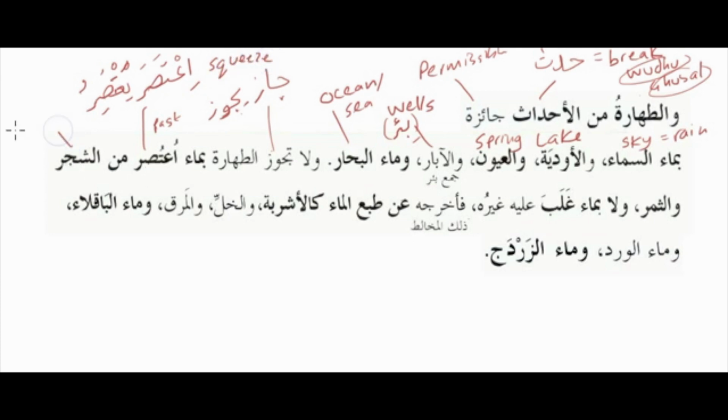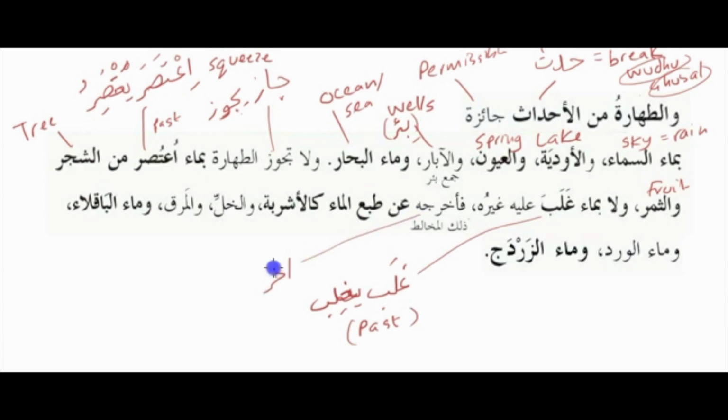Mina shajar: shajar means tree, and thamar means fruit. Ghalaba is from the bab ghalaba yaglibu, to become dominant, and it's past tense. Alayhi ghayruhu: ghayr means other. Akhrajahu is from bab if'al, akhraja yukhriju, which means to remove, to take out. And tab' means nature.